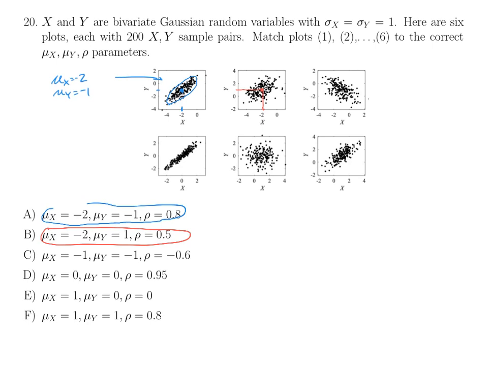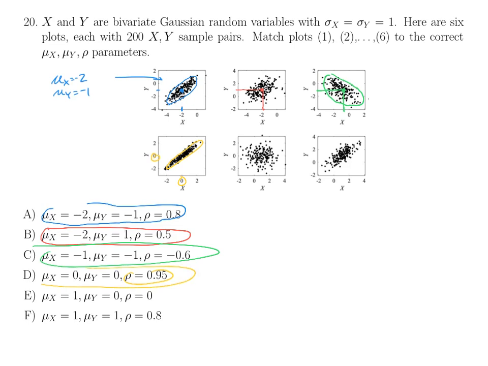And maybe the next one, you're like, oh, the center is at -1, -1. And the other thing is the slope, it goes the wrong way. It's negative correlation. And here we are. So the other three, you do the same thing. So for instance, rho is 0.95. This is the super narrow one, right? And 0 and 0. And so here is D.